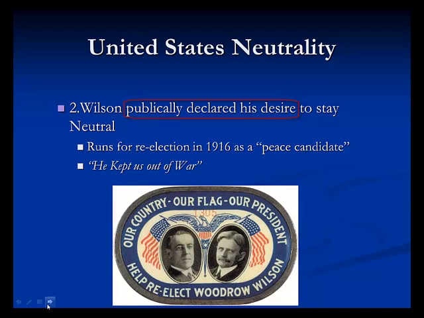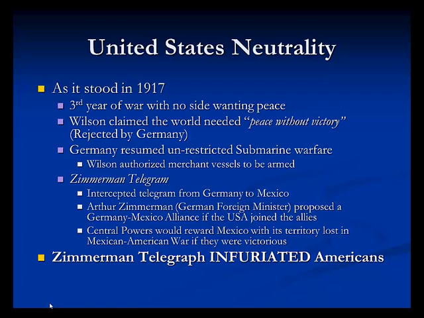The second policy was President Wilson publicly declaring his desire for the United States to remain neutral, even basing his re-election as a peace candidate, and using the slogan, "He kept us out of war," which of course he had so far. By 1917, during the third year of the war, no side seemed to actually want peace. Instead, they needed a victory in order to justify the enormous cost they had paid in lives and money.